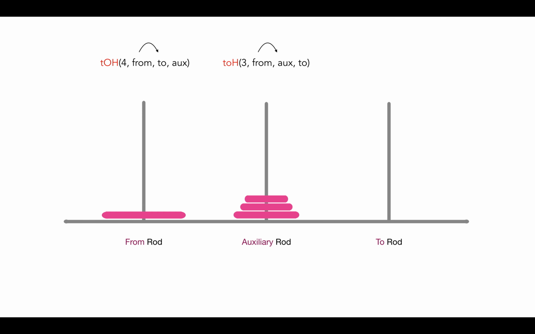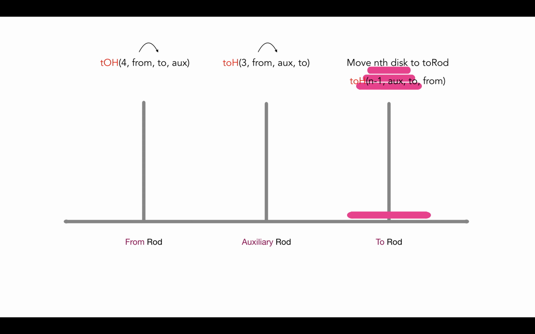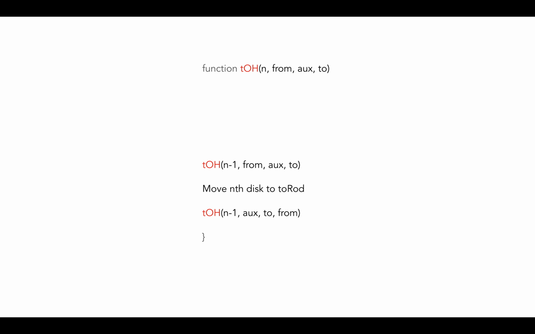Now the third step is adding up, or using the result from the previous problem, to construct the solution of the original problem. So now if 3 disks are already solved, how can we use this result for 4 disks? We can shift the fourth disk from the from rod to the to rod, and then move the 3 disks over it. So this is the solution to the Tower of Hanoi problem.